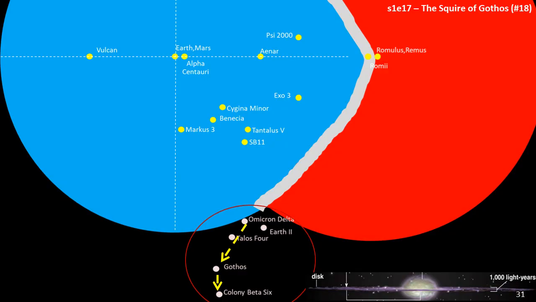In the episode The Squire of Gothos, the Enterprise is on its way to a far-flung outpost called Colony Beta 6. Perhaps it's monitoring the southern galactic barrier or has some significant economic value. On its way, it bumps into Gothos, which must be about 460 light-years from Earth.